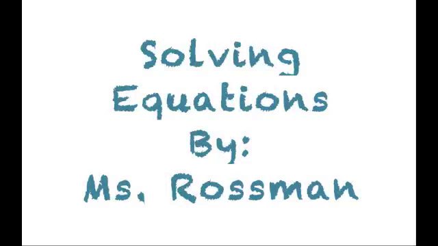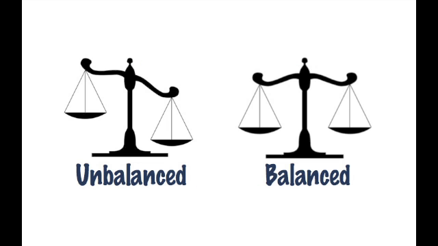I've created another video for you today about solving equations. Enjoy. If you've ever seen a scale before, you may have noticed it is a device used for weighing objects. It has a balance beam and two pans, and when the pans contain exactly the same mass, the beam will be in balance. When the pans contain different amounts, the beam is unbalanced, just like this picture shows.